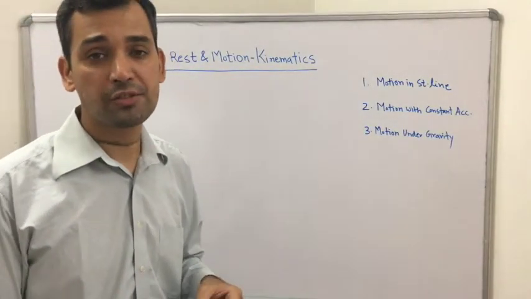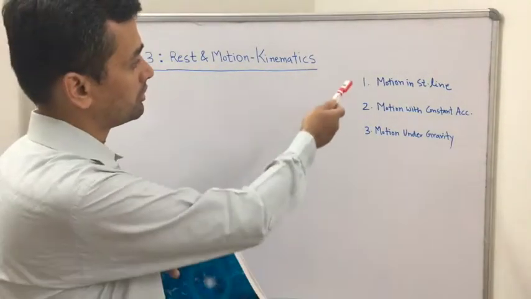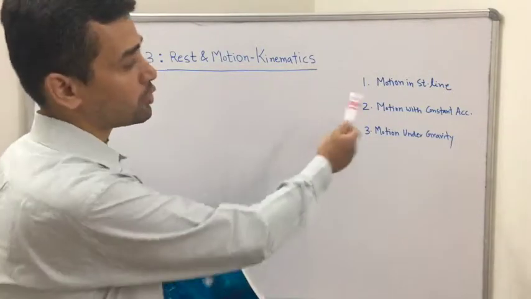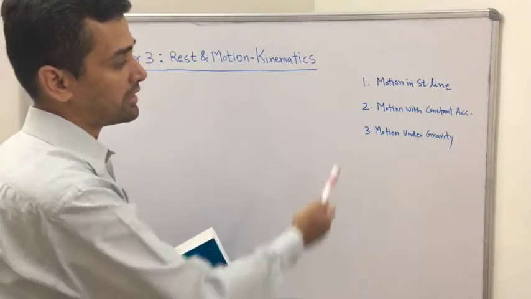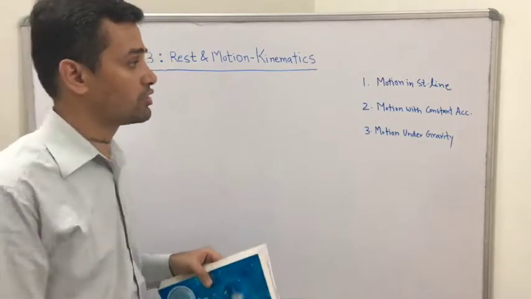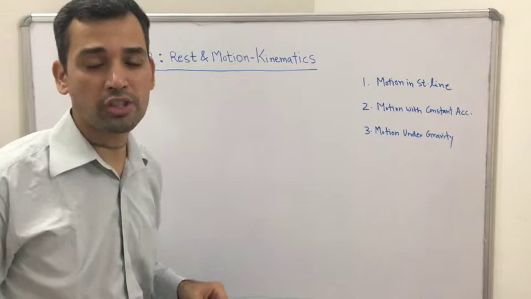Hello. So in this part, we will learn about these three topics. First is motion in a straight line. Second, motion with constant acceleration. And third, motion under gravity. So actually, all this corresponds to motion in a straight line.